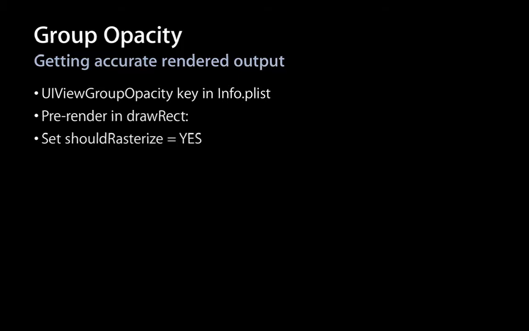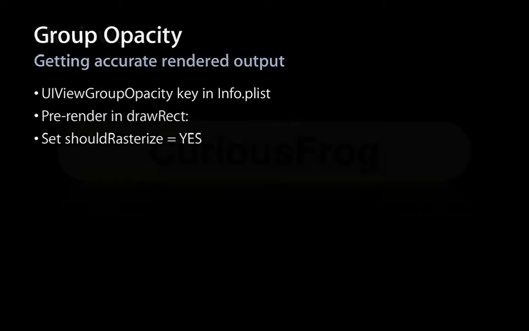This will cache off-screen our entire view and make it much faster to render at every frame, because it will just be copying an image from that off-screen cache. So there's a couple ways we could fix that.